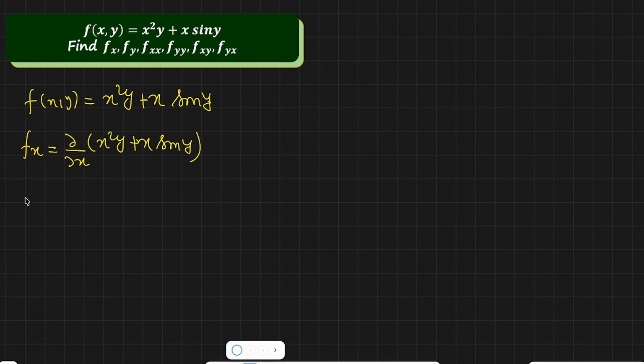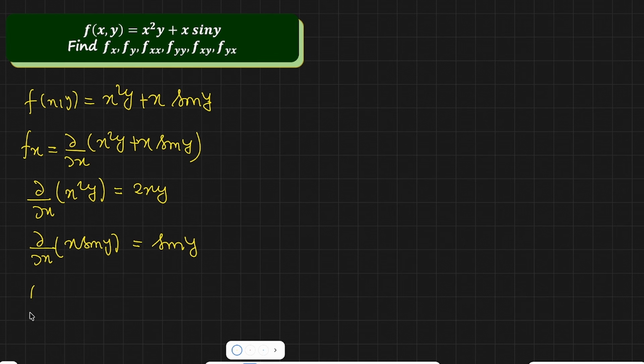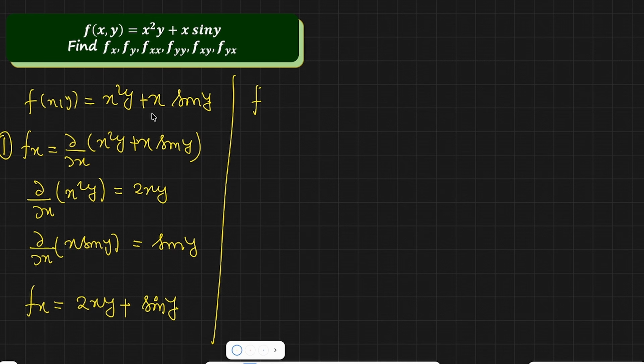The partial derivative of x square y will be 2xy, and the partial derivative of the second term x sine y, where the derivative of x is 1, will be sine y. So the partial derivative with respect to x will be 2xy plus sine y. Now, for the partial derivative with respect to y, I have to write down here x square y plus x into sine y.